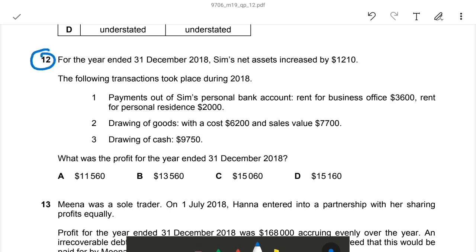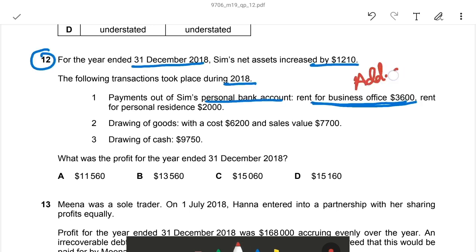For the year ended 31st December 2018, Sim's net assets increased by 1,210. The following transactions took place during 2018. Payment out of Sim's personal bank account: he paid rent of the business office. When he paid rent of the business office from his personal account, that is additional capital to the business. And he paid rent for his personal residence, 2,000, from his personal bank account.